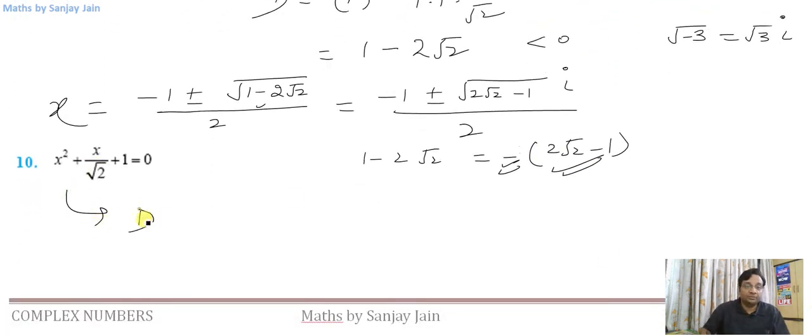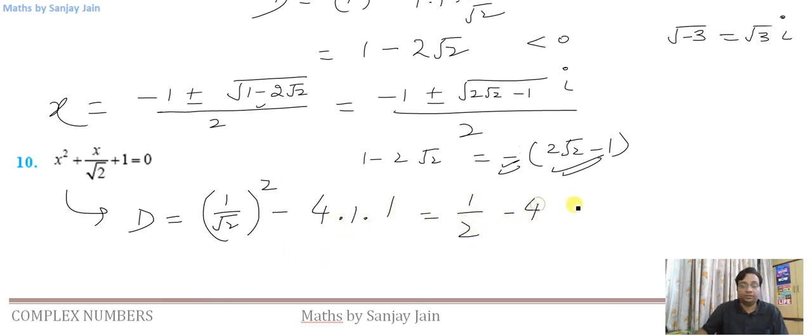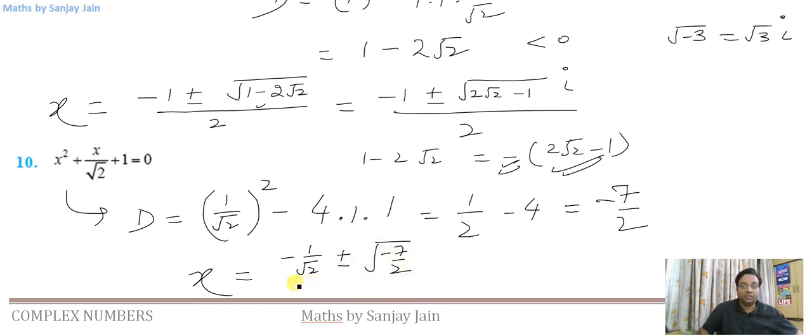And this one will give me the discriminant equal to 1 by root 2 squared minus 4 into a into c. So it will be 1 by 2 minus 4, that is minus 7 by 2, right? So I'll get the solutions as minus b, that is minus 1 upon root 2 plus minus square root of minus 7 by 2 divided by 2a. So the solutions will be minus 1 by root 2 plus minus root 7 by 2 iota divided by 2.